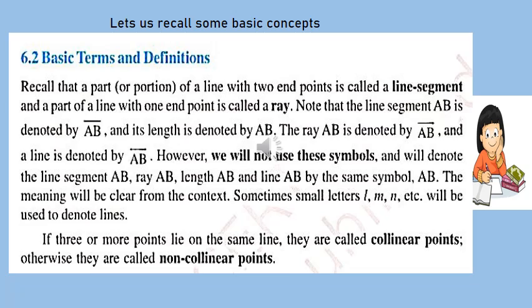Now how do we define collinear points and non-collinear points? This you are also aware of. If three or more points lie on the same line, they are called collinear points. And if the points do not lie on the same line, then they are called non-collinear points.